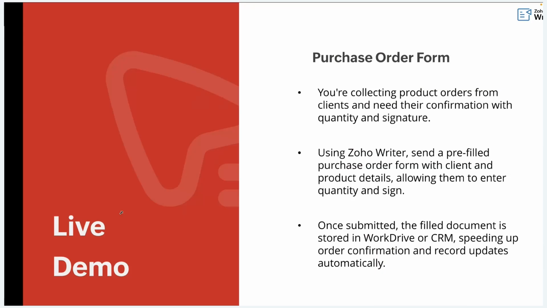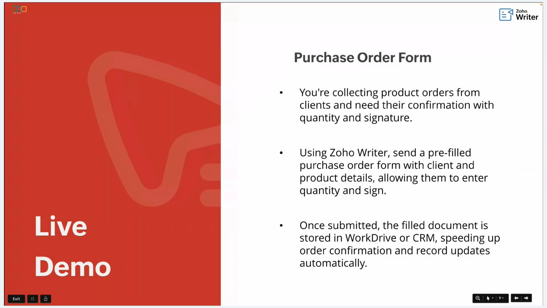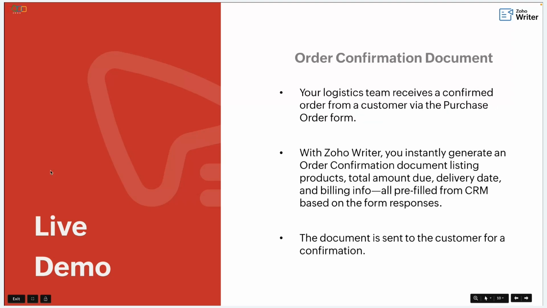That was a very impressive demo, Gautam, and it's really interesting to know how Writer handles the entire purchase order flow without switching to different tools. Now let's take it one step further. Let's say the customer has submitted the purchase order form. Your logistics team now needs to send back an official order confirmation, something that includes the product list, total payable amount, delivery date, and billing details. Can Zoho Writer generate this document automatically based on the form responses?